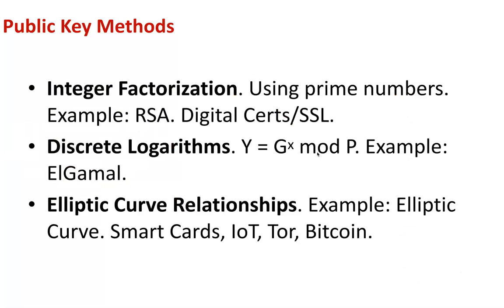Good. So the three main public key methods that we have just now are integer factorization. We take two prime numbers and multiply them together, and it's quite difficult to be able to find the prime numbers which cause the multiplication. Discrete logarithms, where we take a generator value g and raise it to the power of secret x, and then take mod of a prime number, and it's difficult to find the original value of x. And increasingly we use elliptic curve methods. So that's used in smart cards, IoT, Tor, Bitcoin, and so on.